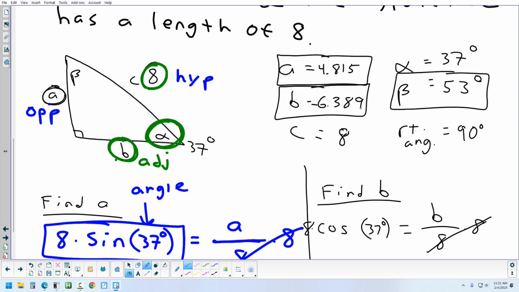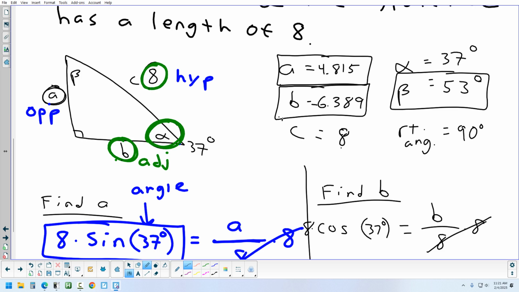Okay, now there's a few things you could check to see if you did it right. One thing that would really give you a good idea is if you do a squared plus b squared, it should equal c squared, or 64. So if a squared plus b squared is 64, then there's a good chance you did it right. If it comes out to like 63.999, that's okay because of rounding.